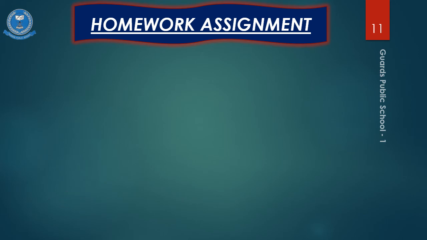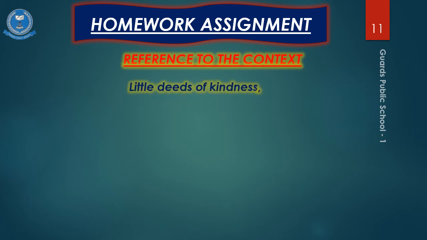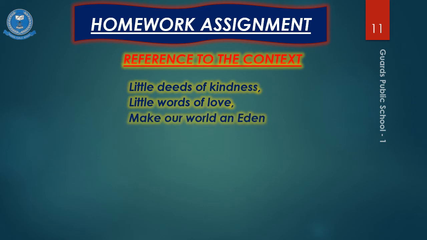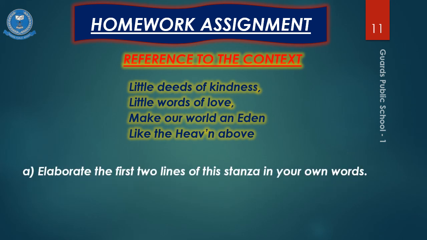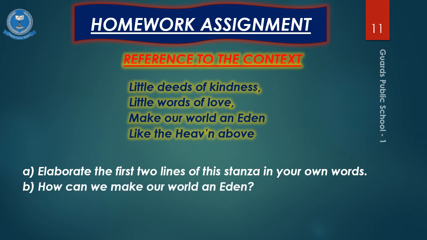Your second homework assignment is again reference to the context of the second stanza. The stanza is little deeds of kindness, little words of love, make our world an Eden like the heaven above. The questions are: first, elaborate the first 2 lines of this stanza in your own words. Second, how can we make our world an Eden?